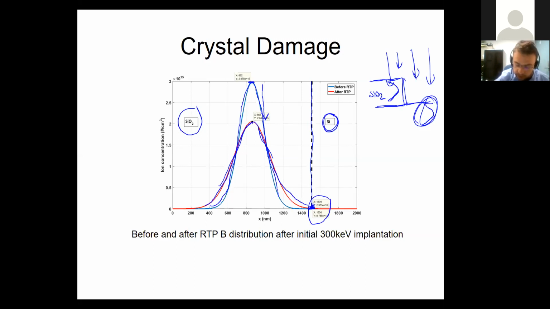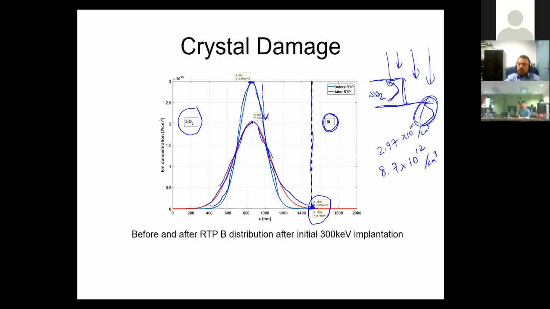With the diffusion, it's 8.7 times 10 to the 12 per centimeter cube. Before the diffusion, it's 2.97 times 10 to the 10 per centimeter cube. So the concentration increased 100 times, but still they're not really that drastically critical for the silicon crystal. All right, so that concludes this virtual lab portion together with the thermal oxidation and ion implantation.